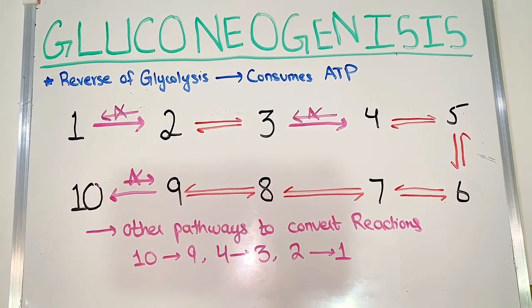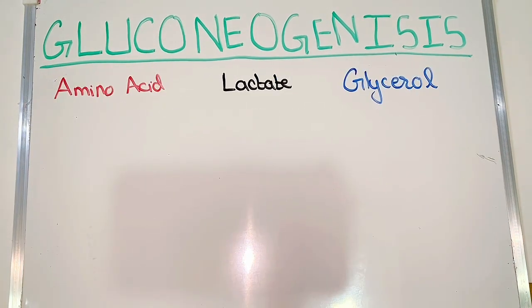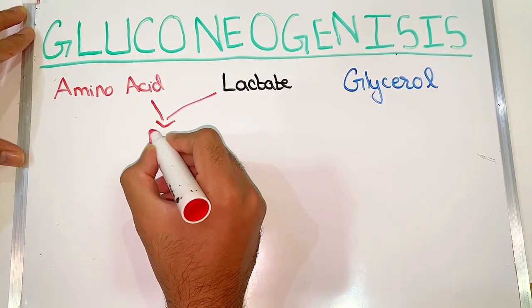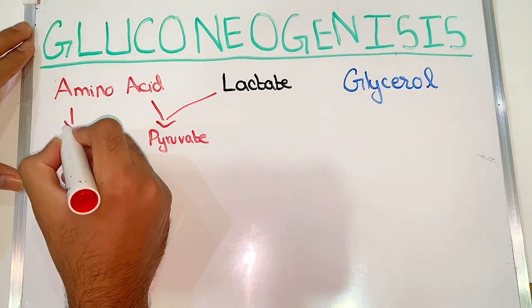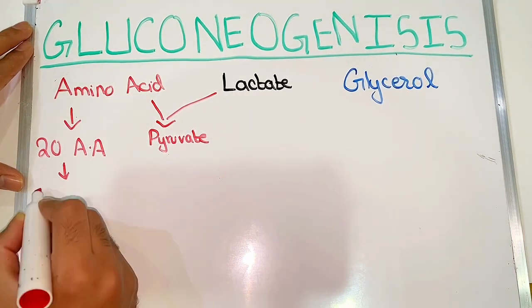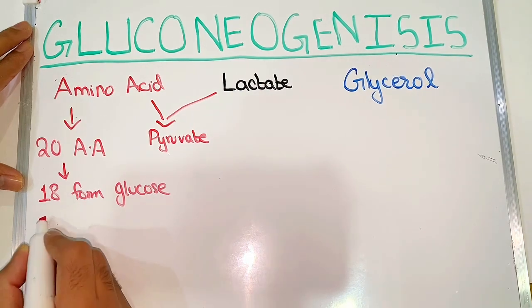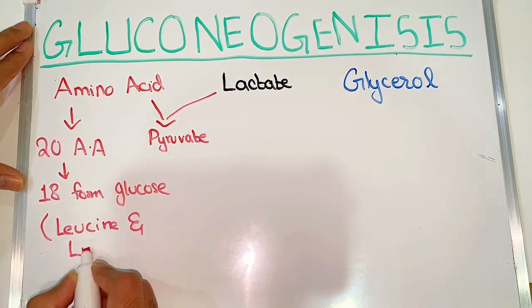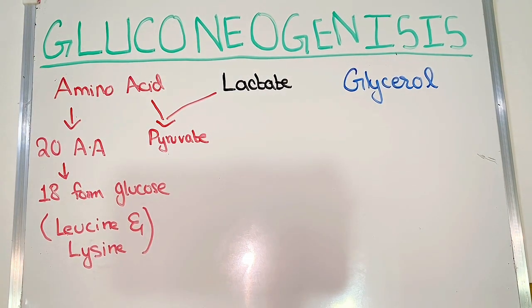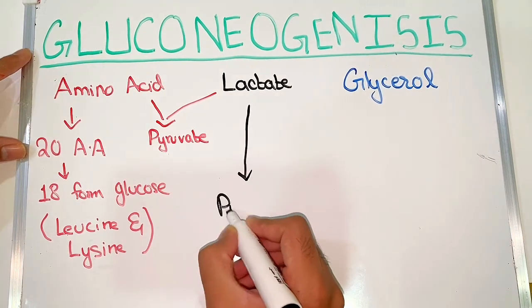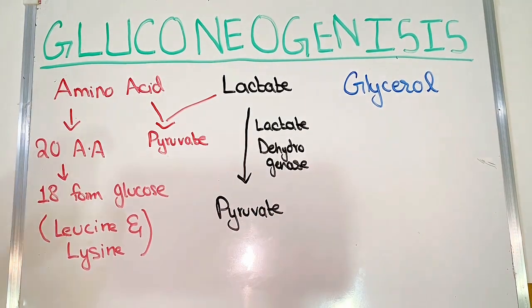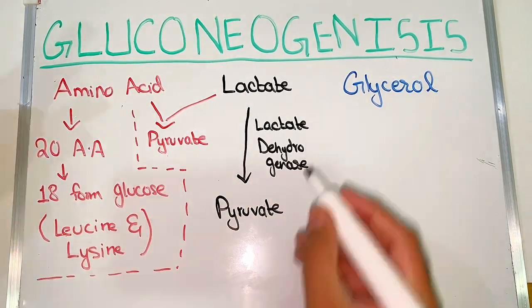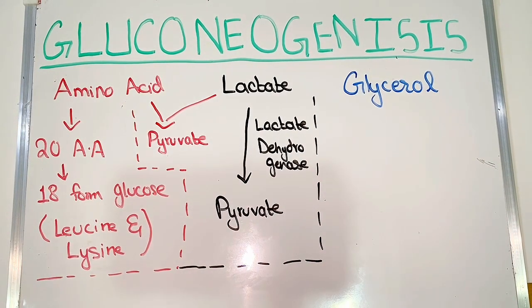First we will see how glucose will form from amino acid, lactate and glycerol. As we know, amino acid and lactate form pyruvate. There are total 20 types of amino acid, from which 18 amino acids form glucose except leucine and lysine. The other molecule, lactate, forms pyruvate by the enzyme called lactate dehydrogenase. These both convert to pyruvate and then the reverse process starts from pyruvate.